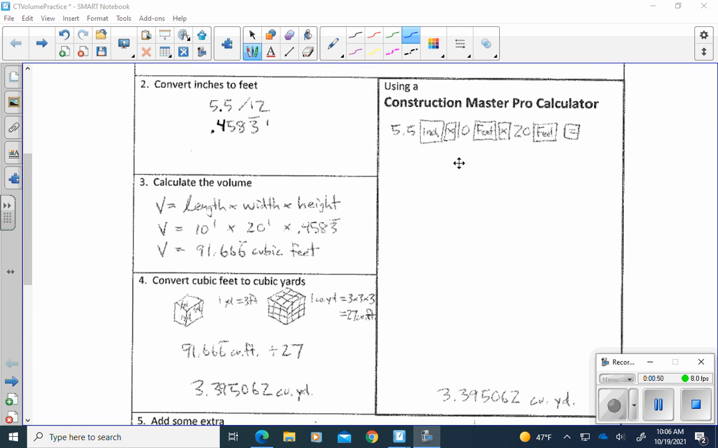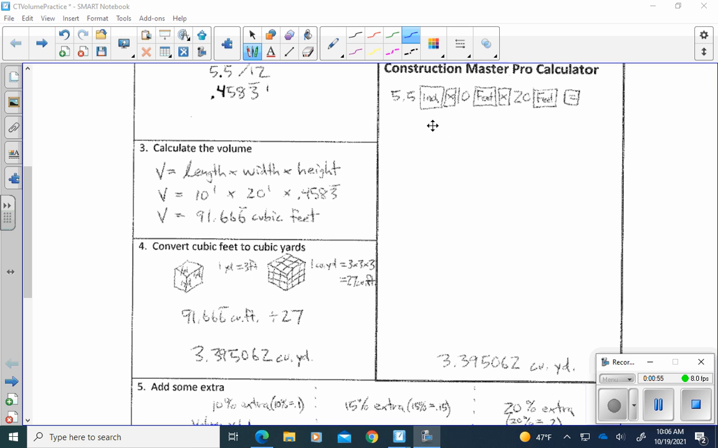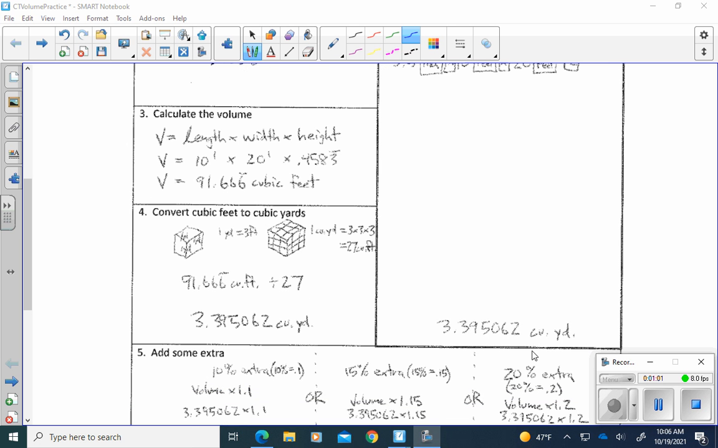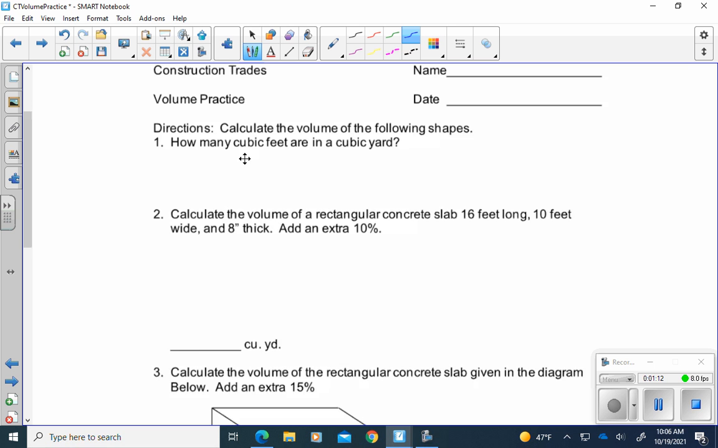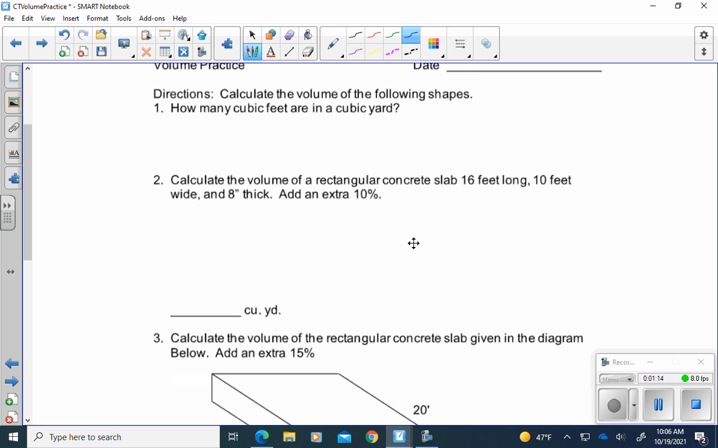Alright, if you have the Construction Master Pro, it's a little easier to do that because you can input the inches and feet and get cubic yards right out. So you skip a couple steps. I'm going to show you with a regular calculator, which you should have at all times. Alright. So first thing, reminding you how many cubic feet are in a cubic yard.